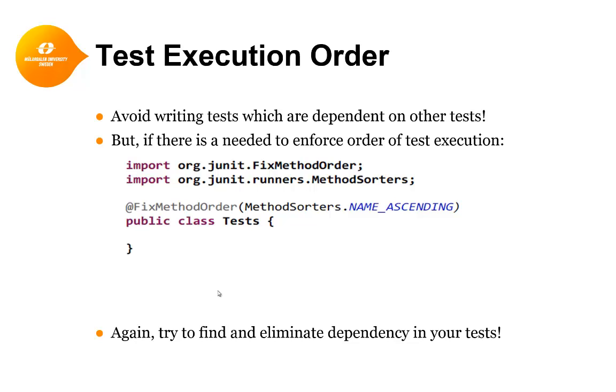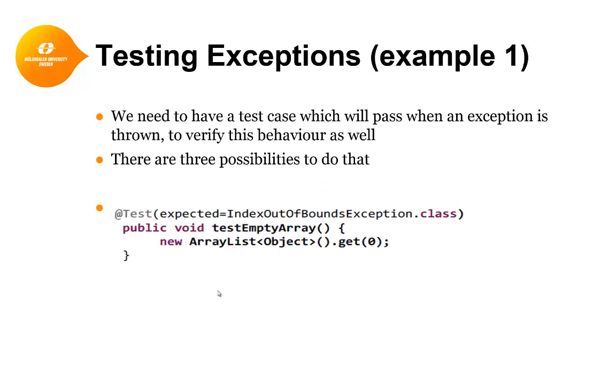Often it's not recommended that you write test cases such that they are dependent on previous tests, so you should really avoid doing that. But if there is a need to enforce order of test execution, you can do that by importing two functionalities from jUnit called fix method order and method sorter, and then you have to use the annotation named fix method order, where you want essentially tests to be executed by their name. But once again, this is generally not recommended to have any dependency in your tests, so really try to avoid that, or think about the structure of your tests differently.